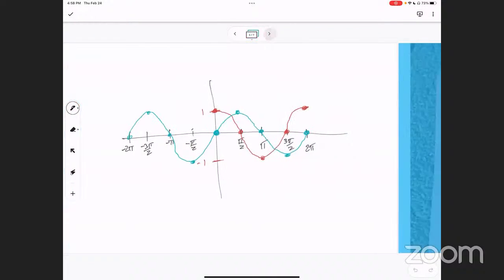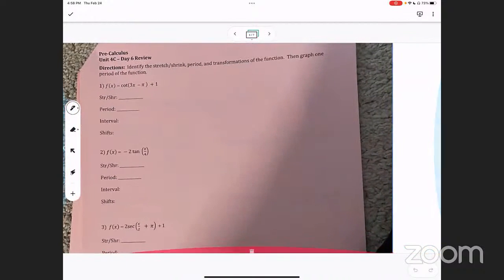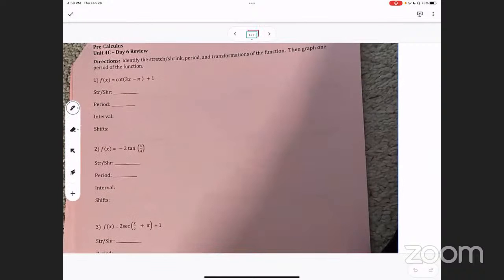Let's see. I got 2 minutes. Let me try to do one of these problems for you. Which one you want me to do real quick? It can just be the first one. Just one of the graphing ones. Okay. So we did one of these before, right? This is good because the key with this is to factor out that 3. So let's factor out that 3, and we're going to get cotangent of 3 times (x minus pi over 3) plus 1. Okay. So my point is going to go right pi over 3 and up.